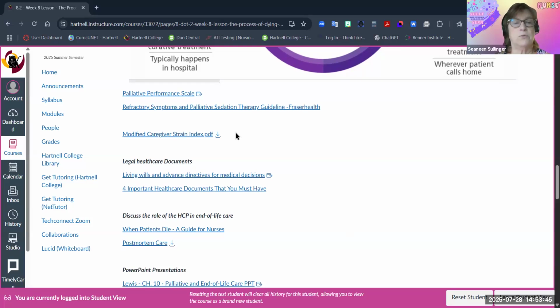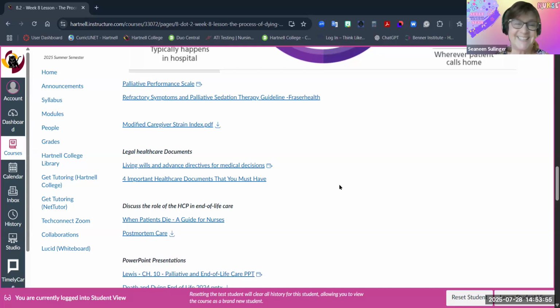And then these articles go into the difference for living wills, advanced directives, healthcare documents that you should have. Always good to have a will ready.